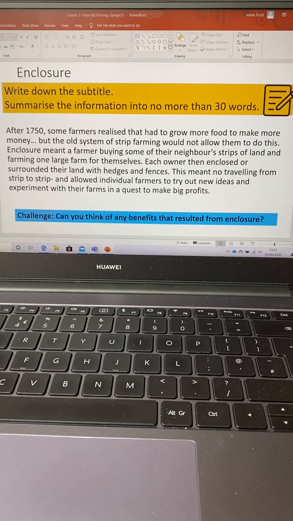Right, now we're going to look at some of the key changes. So what you need to do is write down the subheading, enclosure, which you can see at the top there, and then read the information. Can you now summarise that into no more than 30 words? There's a challenge at the bottom, and it's always good to complete that challenge. Can you think of any benefits or any positives, anything good that was an effect of, that was a consequence of enclosure?